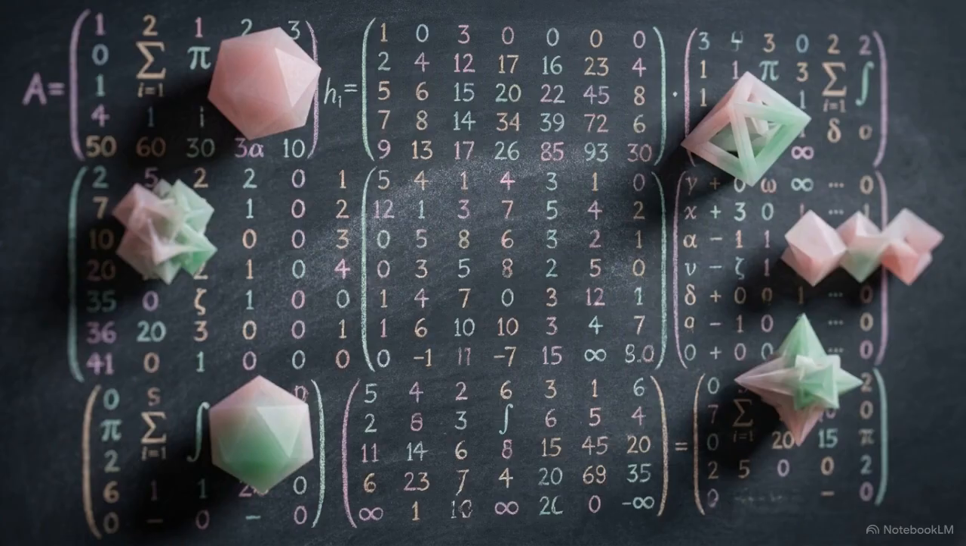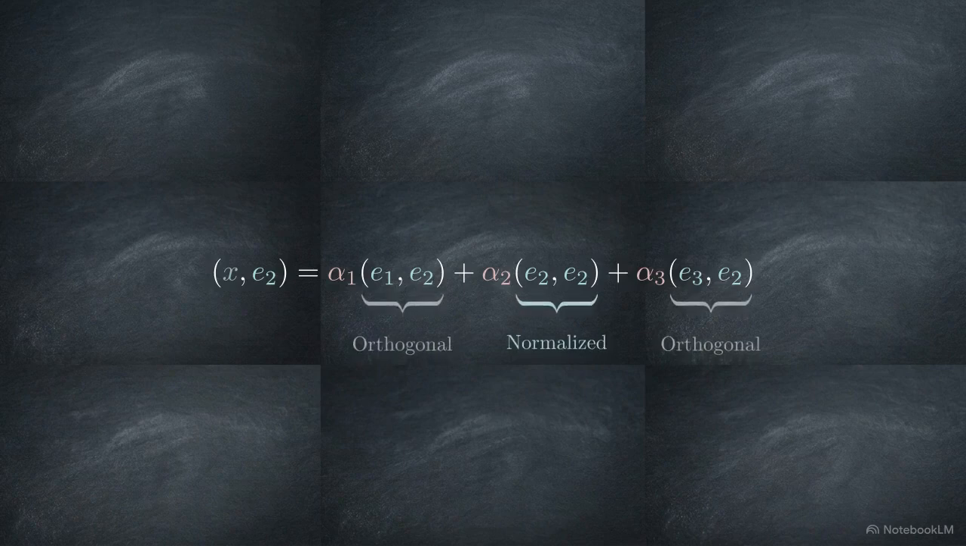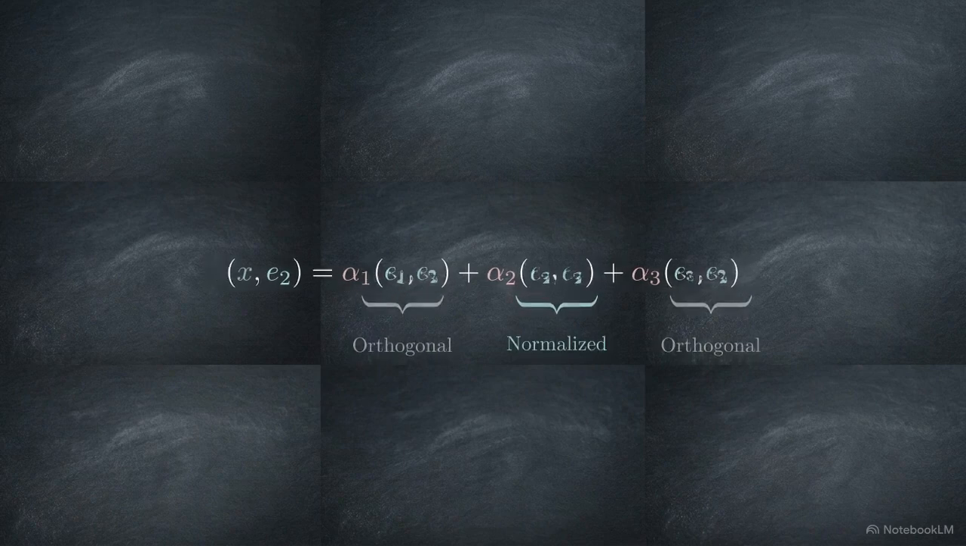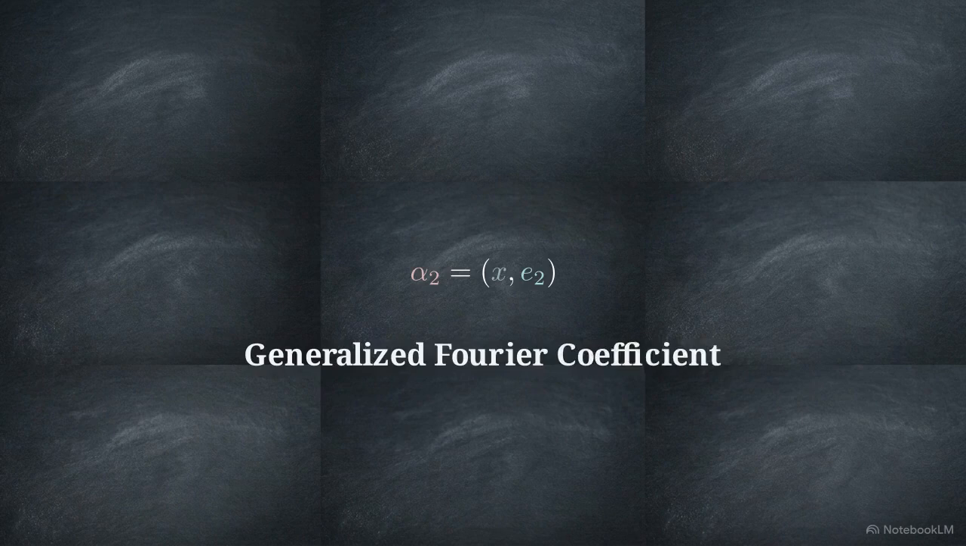So, if you have a massive linear combination of vectors, how do you isolate just one specific coefficient without grinding through a huge matrix calculation? You apply the exact same trick. By taking the inner product of the total vector, x, against your target basis vector, you instantly collapse all the orthogonal terms to 0. This isolates your desired coefficient. In functional analysis, these isolated values are known as generalized Fourier coefficients.